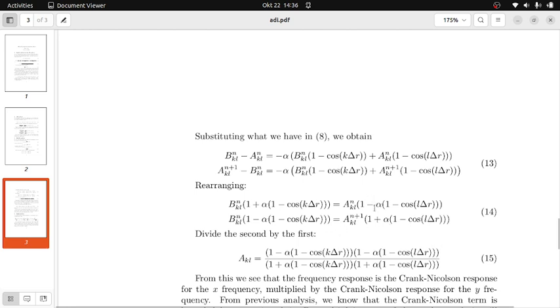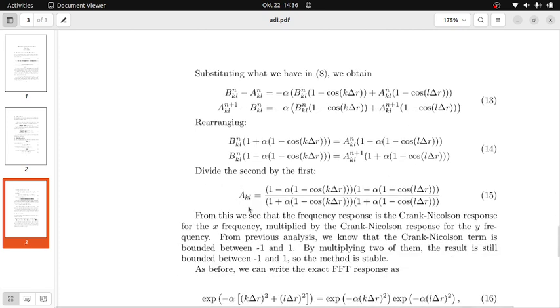And if we divide the second by the first, we have the value of a_kl, which is the only one that matters for us because we'll always run 2 time steps, right? And we have that a_kl is (1 minus alpha (1 minus cosine k delta r)) (1 minus alpha (1 minus cosine l delta r)), and the same thing in the denominator if we change the sign of alpha from minus to plus, right? And well, first question, is this thing stable?